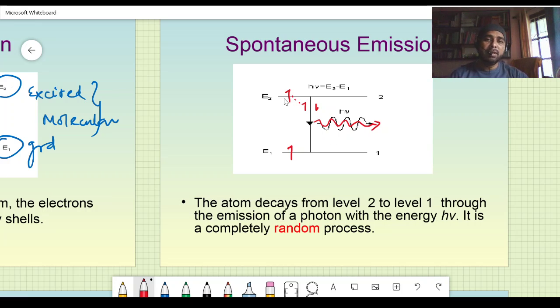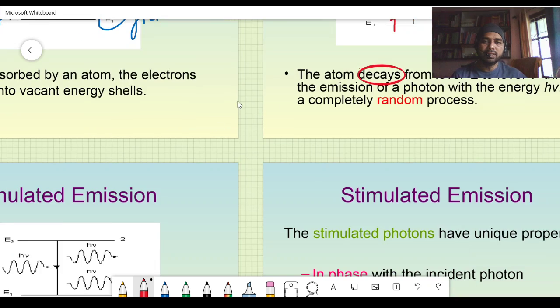Now here, spontaneous emission is the word that we use for the lasers. Now the atom decays from level 2 to level 1. It decays, not in the sense of a nuclear decay, it loses its energy. It should not be taken as in the nucleus, because if an atom decays, it doesn't emit any alpha, beta or gamma particle to become some other atom. Through the emission of a photon with the energy hν, it is a completely random process.